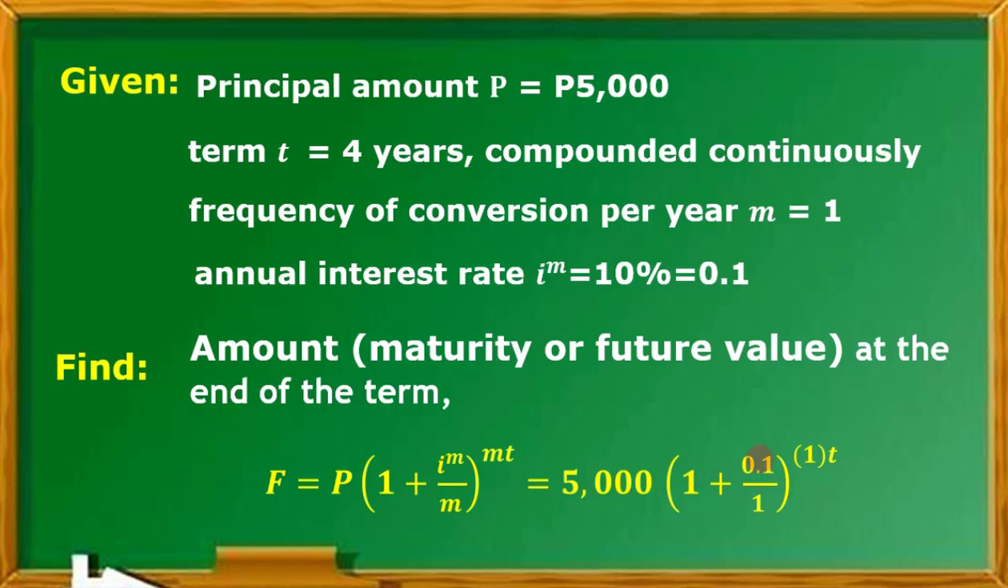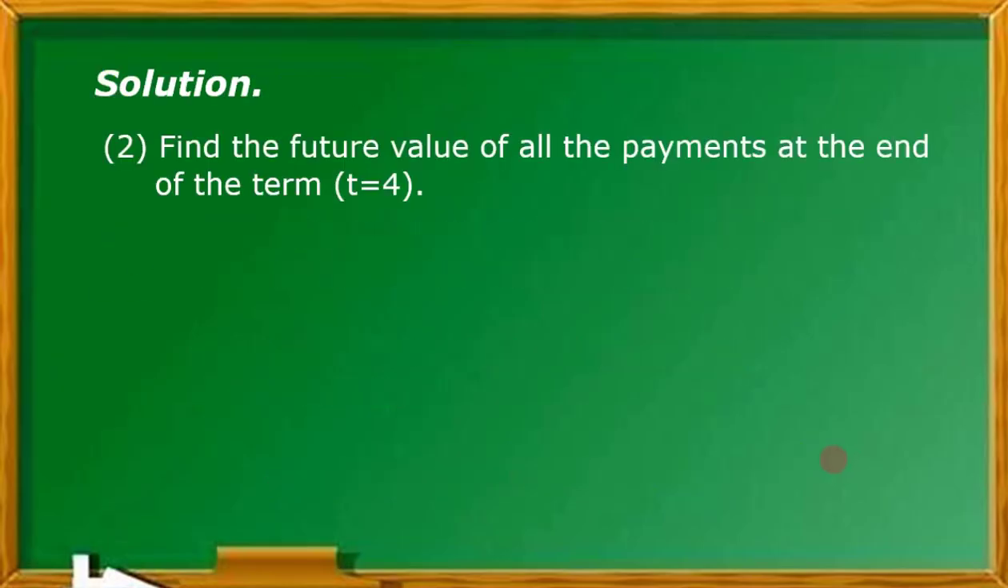I raised to M is 0.1 and M is 1. And of course, this one here. So to simplify, we have 5,000 times the quantity 1.1 raised to T. That's the simplified formula for this particular problem.